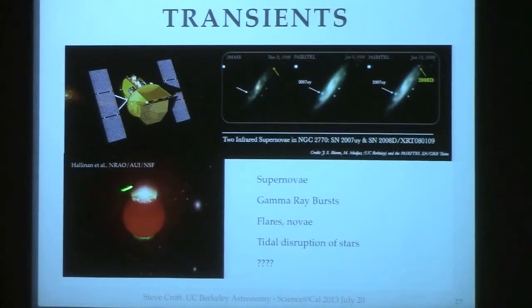We see flares. Here's a cartoon of flares coming off a low mass, very active star. We see novae, which again are related to the endpoint of stars' lives and the accretion of gas onto it on stellar scales. And we also see, more recently, what we call tidal disruptions, which I'm going to get to in just a second. But here's an image from some Berkeley folks, from Josh Bloom and Mariam Mojaz, who's now in New York.